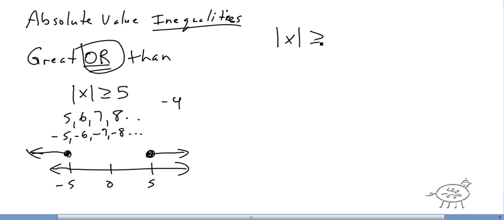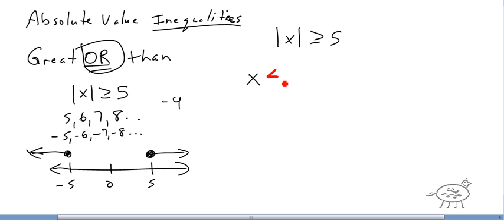Absolute value of x is greater than or equal to 5. This is the setup for every single greater than or greater than or equal to problem. They're the same. So what you're going to do is say x is, and I'm going to put this in red because it's always the case, x is less than or equal to negative of that 5. So that value comes down here.